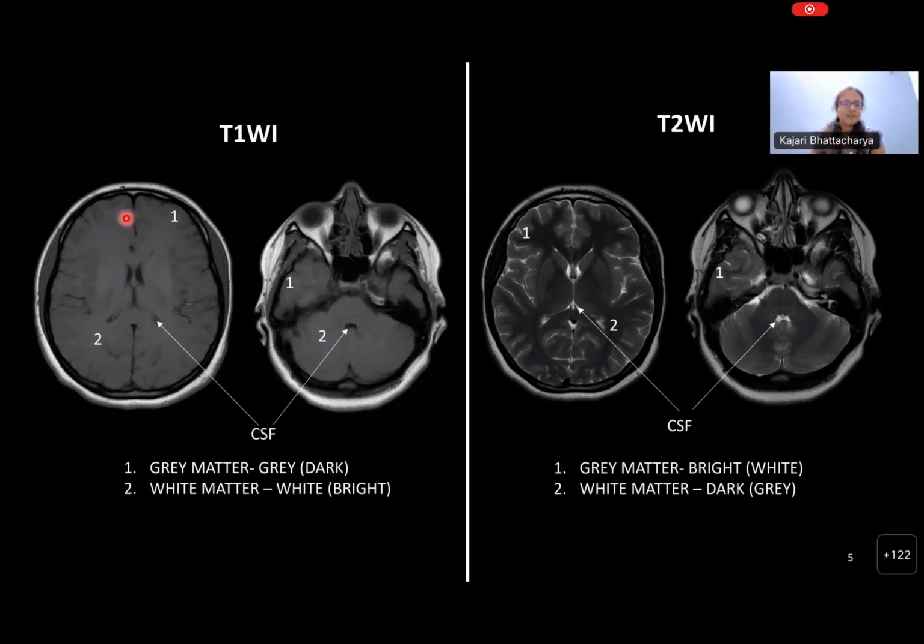How do we say that it is a T1 weighted sequence? So in T1, the gray matter which is on the outside is gray and the white matter is white. It is very easy to remember. Gray is gray and white is white in a T1 weighted image, and the CSF appears black.